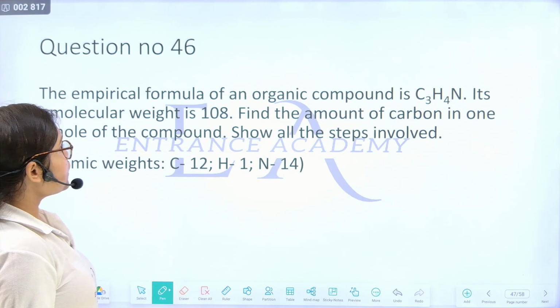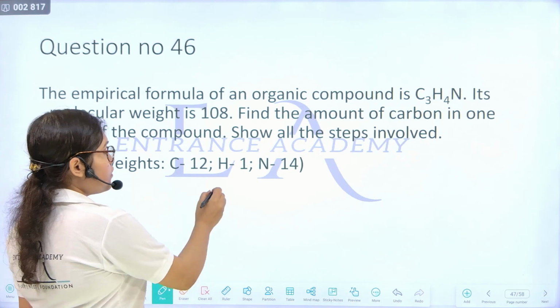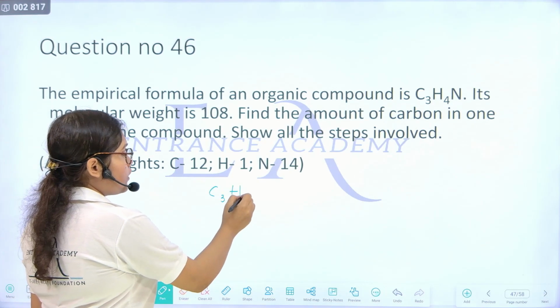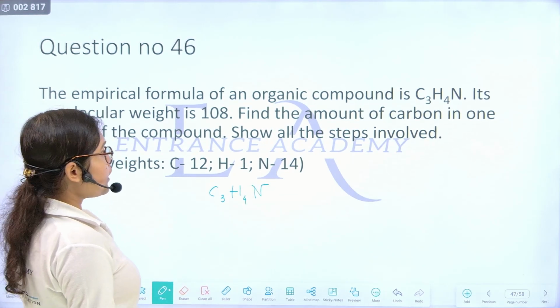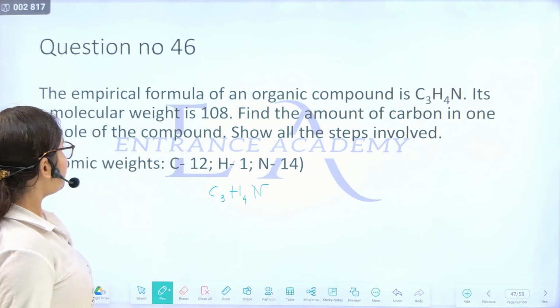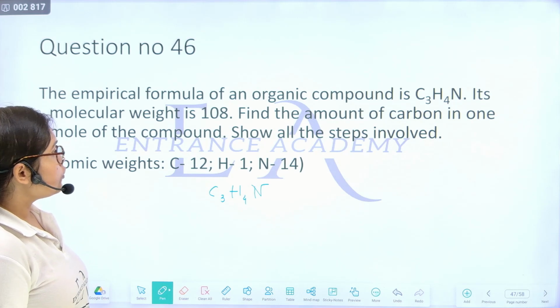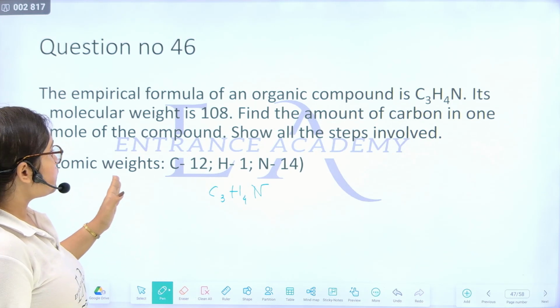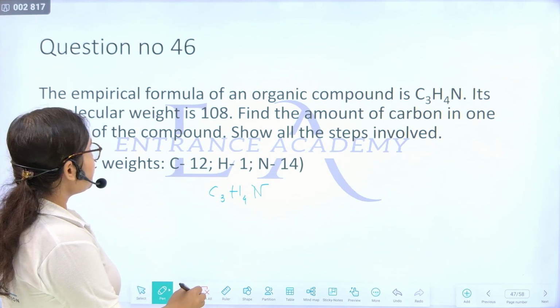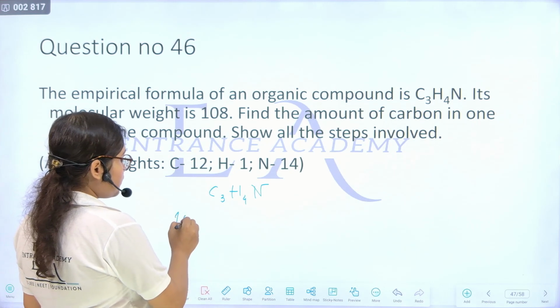The empirical formula of an organic compound is C3H4N. Another stoichiometry question. Its molecular weight is 108. Find the amount of carbon in 1 mole of the compound. Show all the steps involved. The molecular weight is 108.